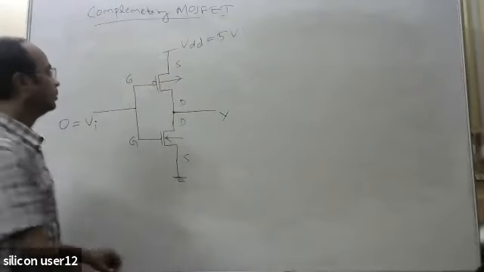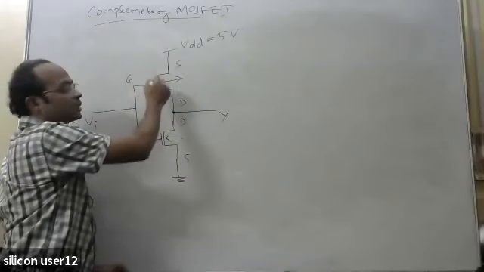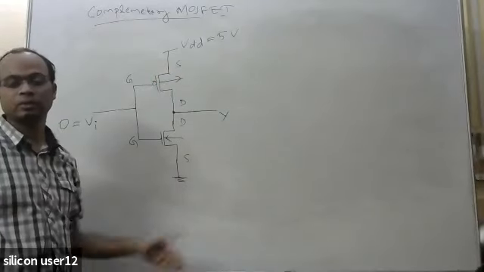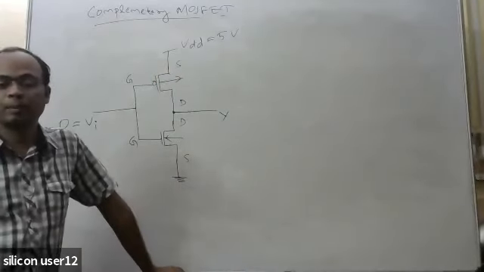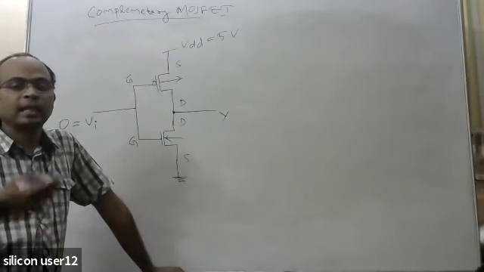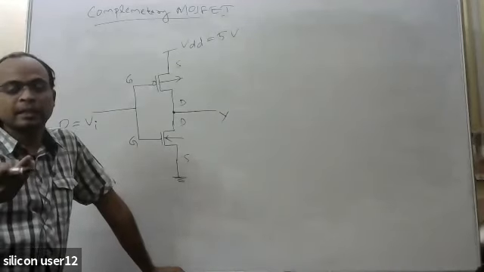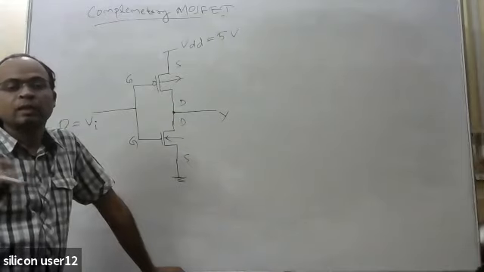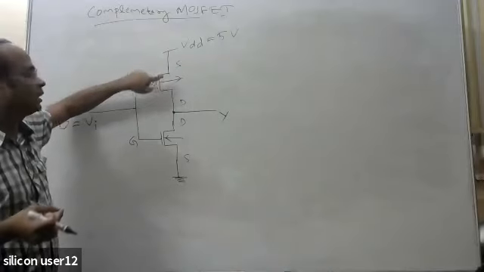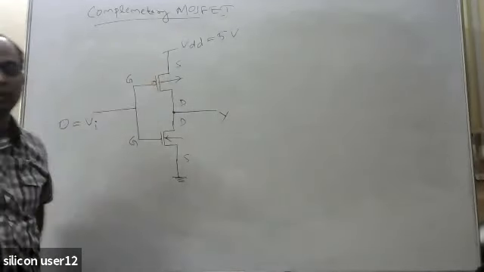So if this gate is negative with respect to source, what will happen to the channel of this transistor? Will the channel be created or not? Like we have studied just now about the NMOS and the PMOS. We said that in the PMOS, if the gate is at a negative voltage level, then the channel is created. Why? Because it will pull the holes, and once the holes are pulled, they will gather near the surface and create a channel. Yes or no?